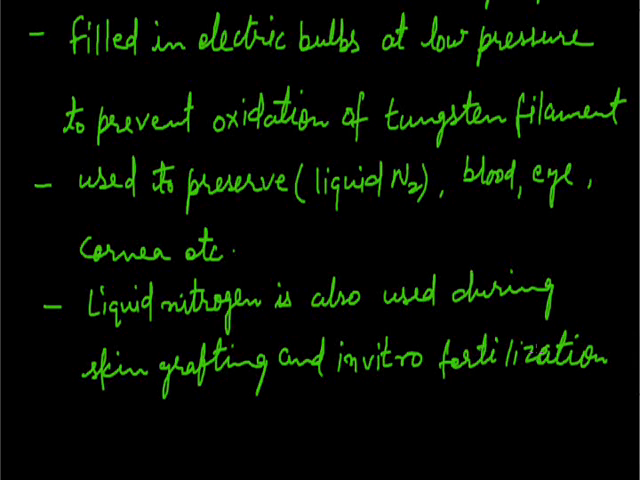Nitrogen is also used in industrial processes, as if oxygen is present in industrial processes, there may be chances of accident. So an inert atmosphere of nitrogen is provided in a large number of hazardous industrial processes.